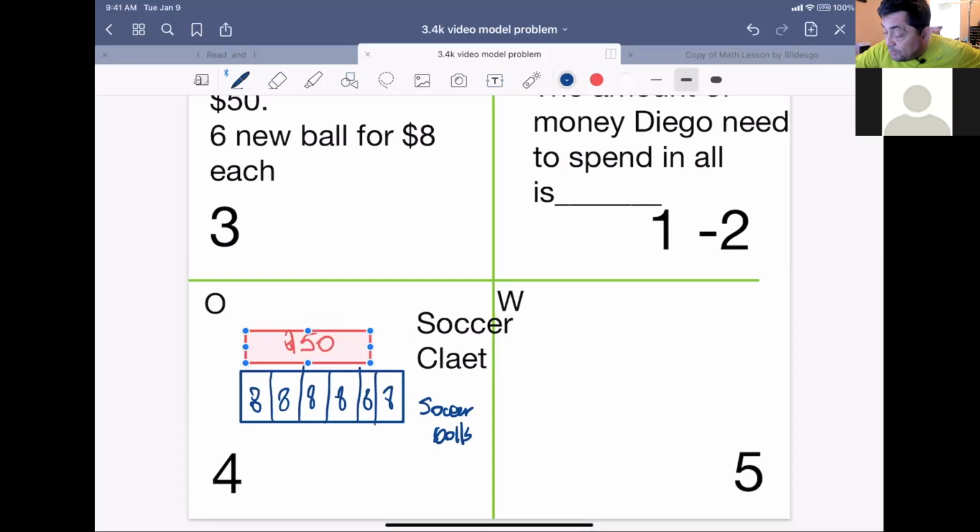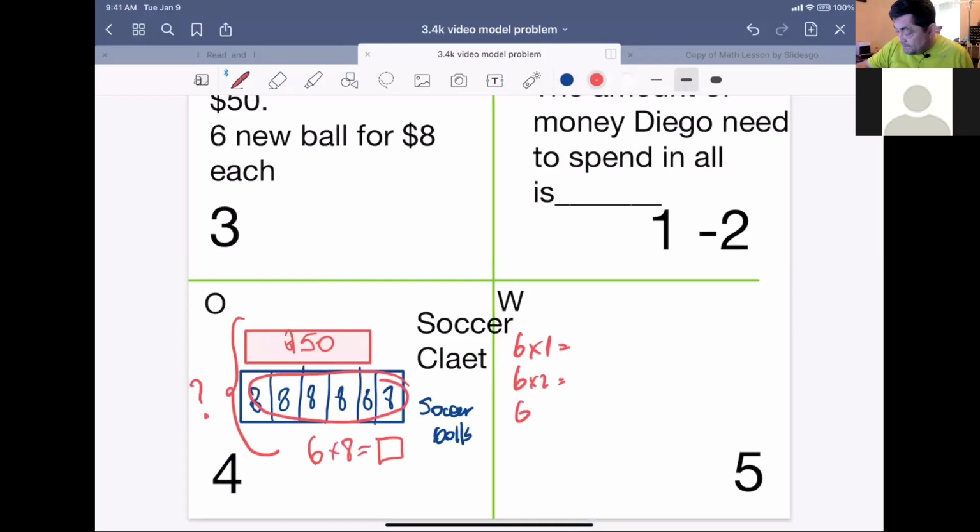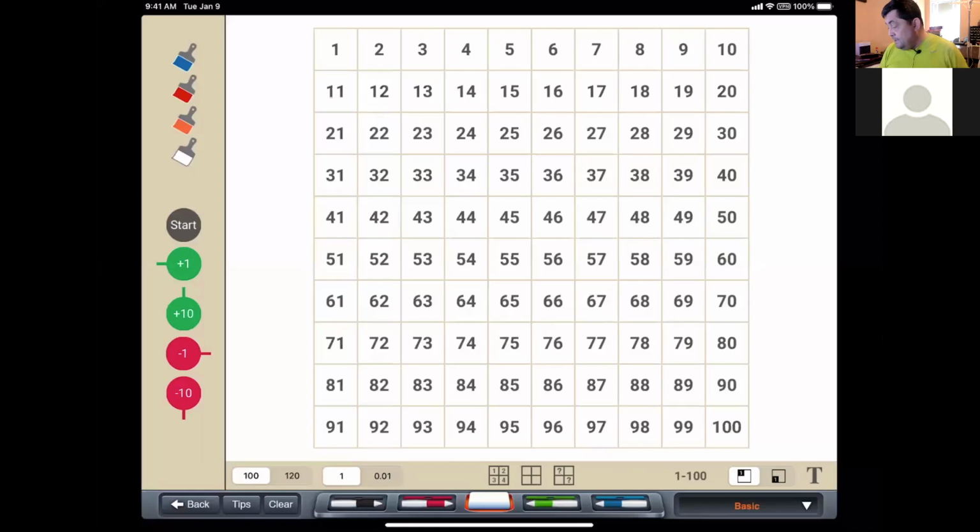So the unknown part is over here. They ask for all of this together. What's the total? With this in mind, the first thing we need to do is solve this part, that represents 6 repeated 8 times, and we need to know the solution of this. So for that, we need to write our multiplication facts for 6, and to do that, we will use our hundreds chart. We need to multiply 8 times 6. So let's start to use this.